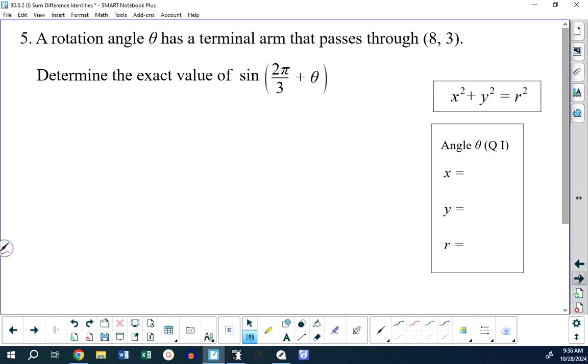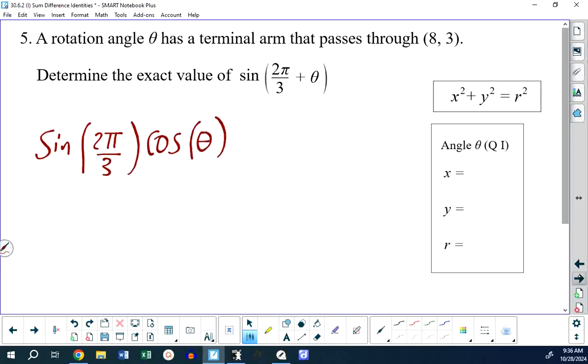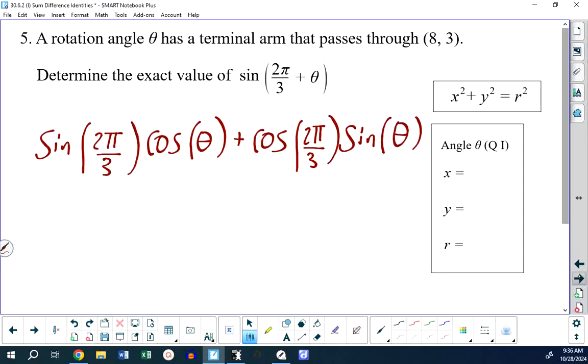What we can do is figure out what this is by using the sum identity for sine. So sine of A plus B is sine of A cos of B plus cos of A sine of B. For these two, you can use the unit circle.